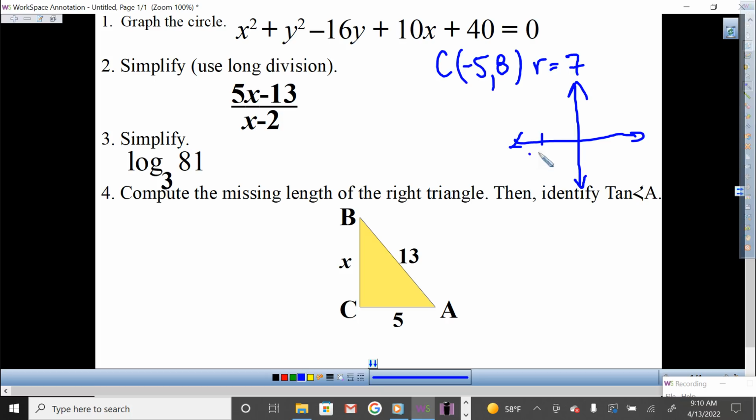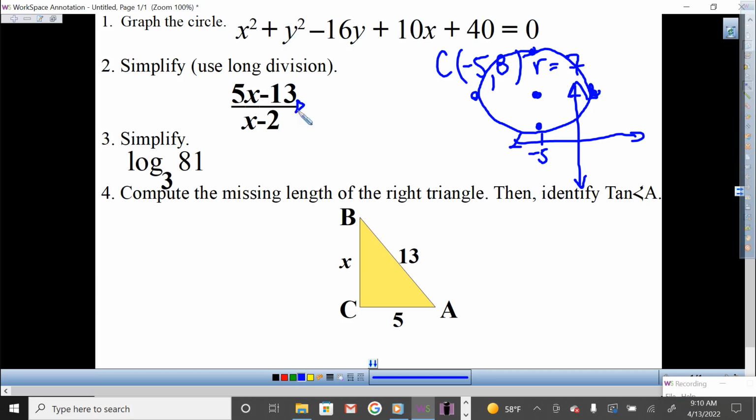So, negative 5 is right there. 8 is over here. So it's somewhere up here. Here, here, here, and here. And there's your circle. Okay. Number 2, pass someone.